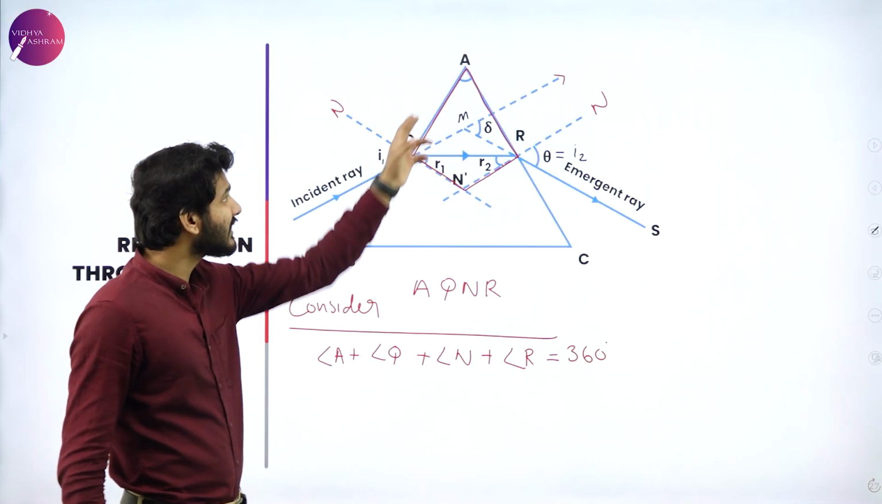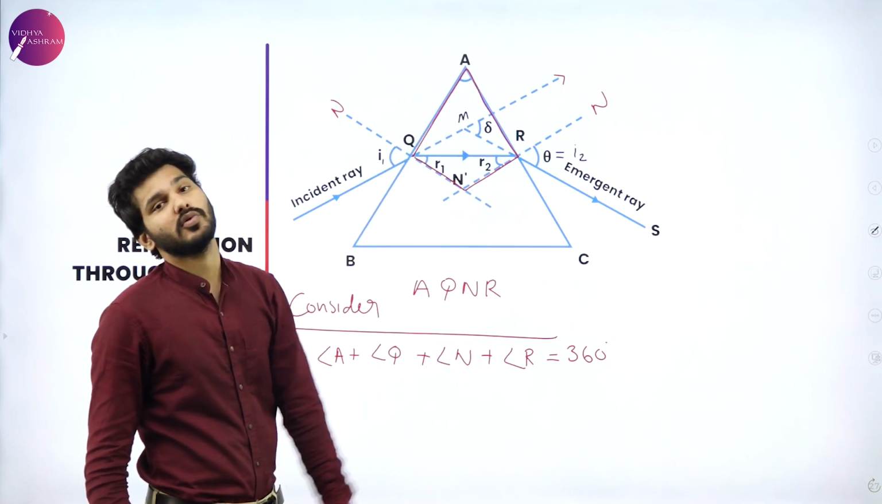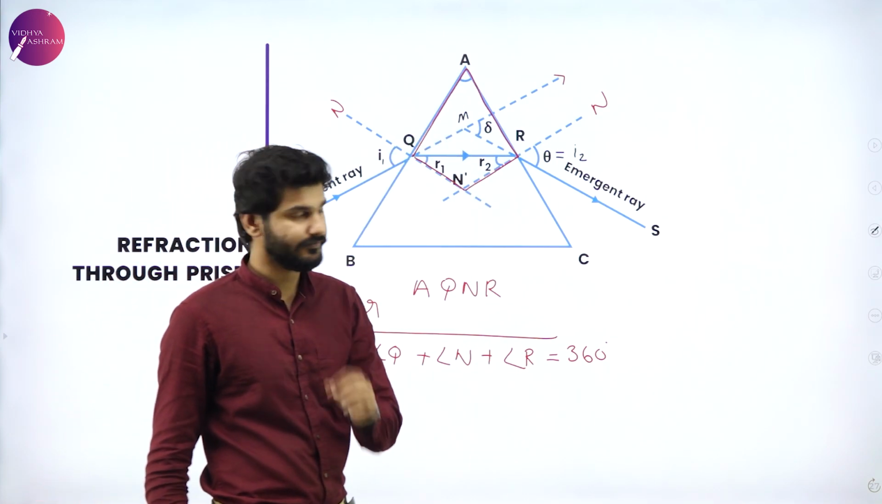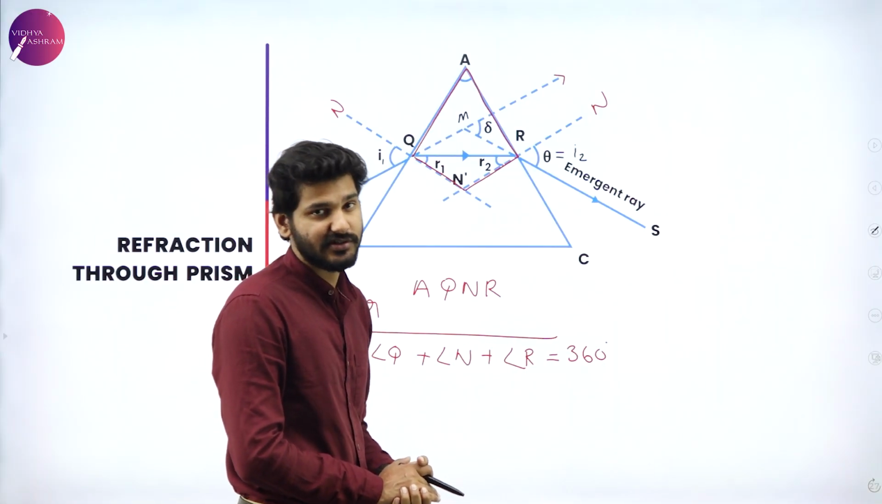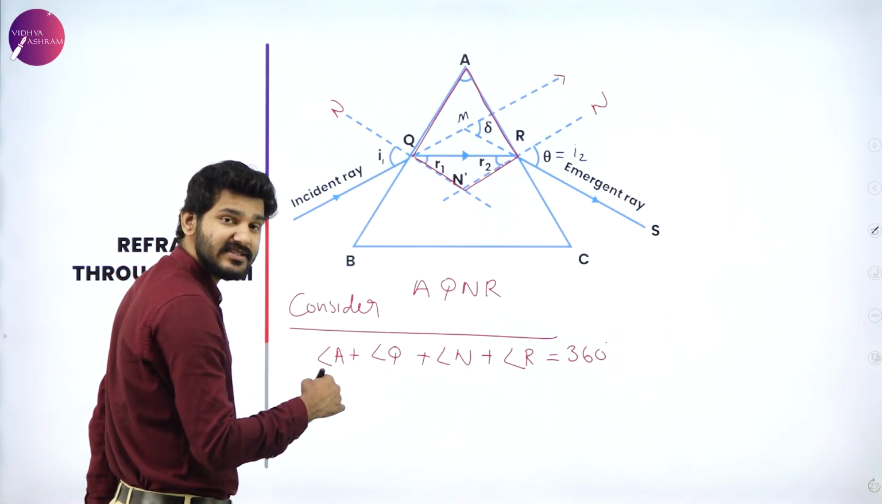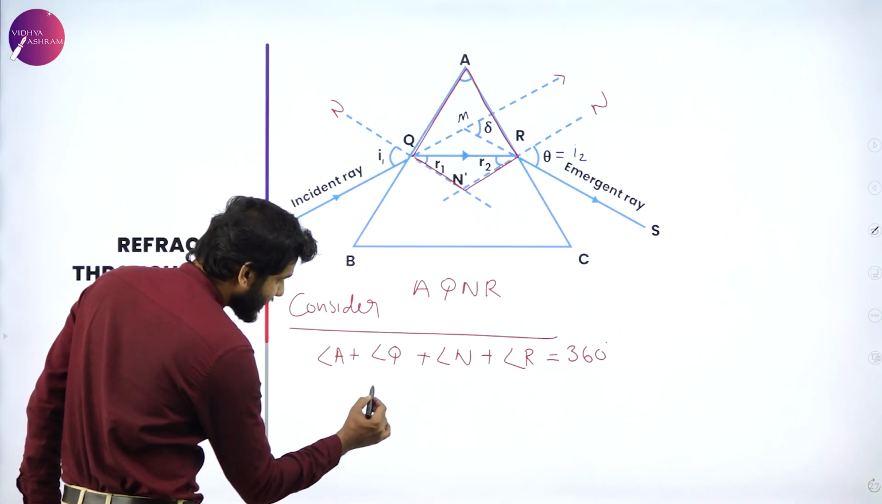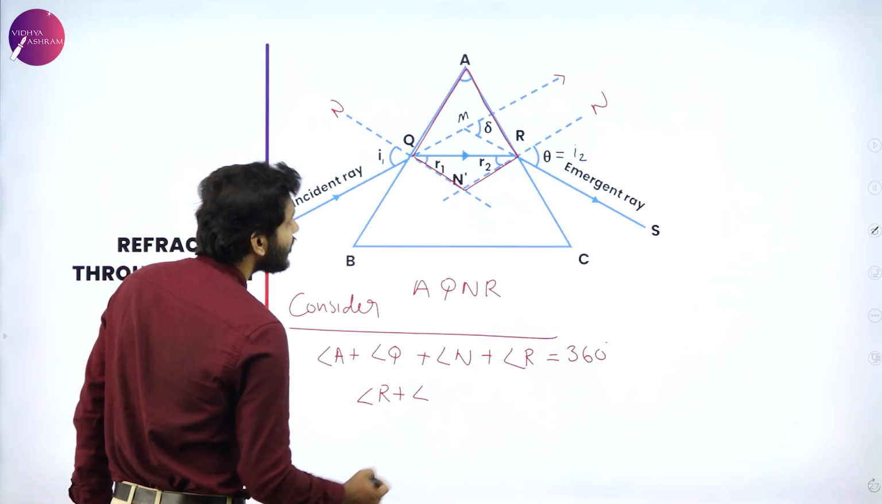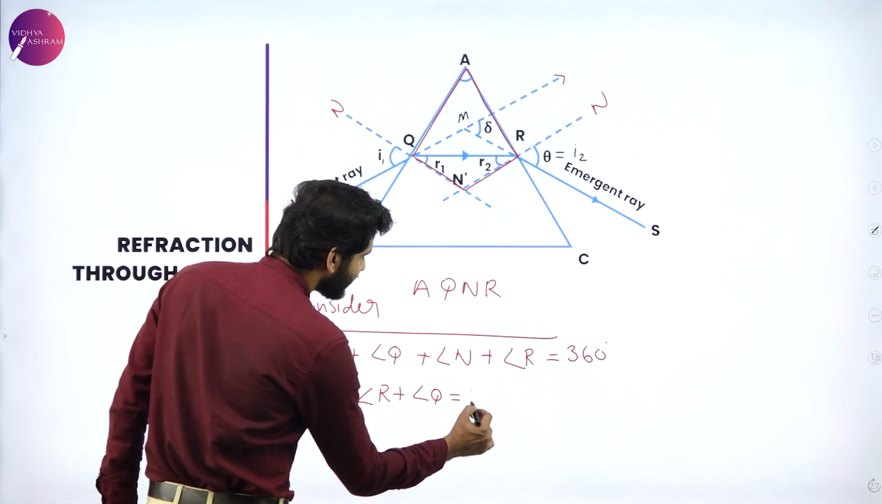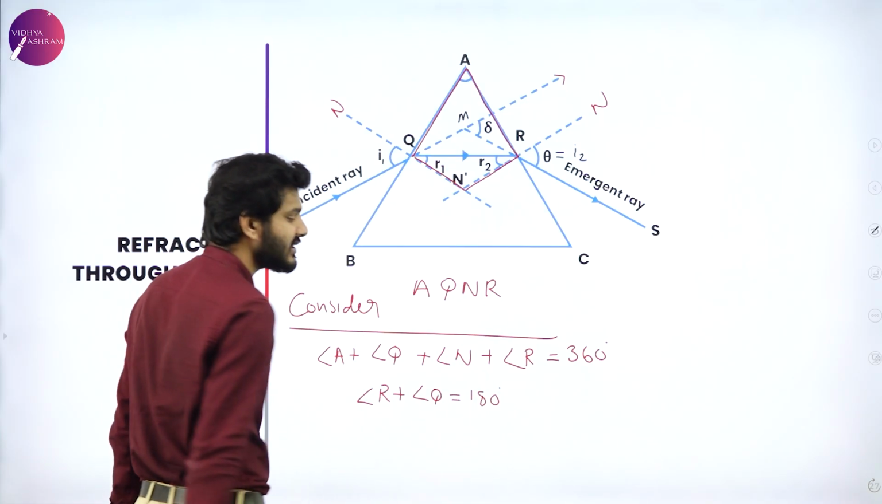And remember, this particular angle A is known as the angle of the prism. Why it is so important, you will see at the end of this derivation. Now, the second result we can definitely say is that angle R plus angle Q is equal to 180 degrees.